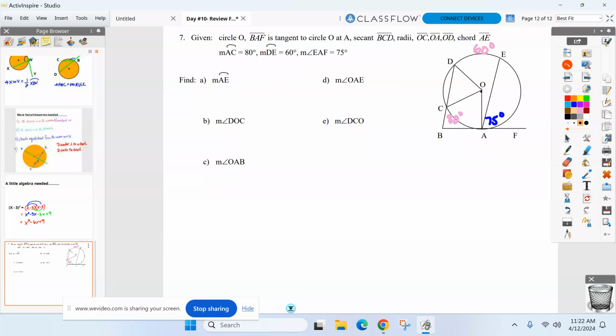I have 2 out of the 4 arcs I need. 2 out of the 4 were given. Can anybody find another one here for me, based on everything else I've given in this problem? Anybody know another arc measure based on this info? And you know your rules. Anybody want to take a jump at it? Doyle, go ahead. What do you got? Arc EA is 75 degrees. Why do you say it's 75? Because angle EA is 75 degrees. So you're saying because that's 75, it's equal to its arc, right?